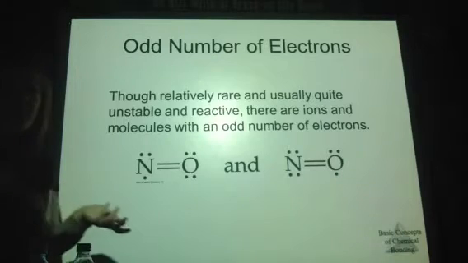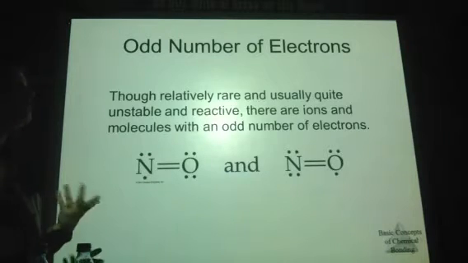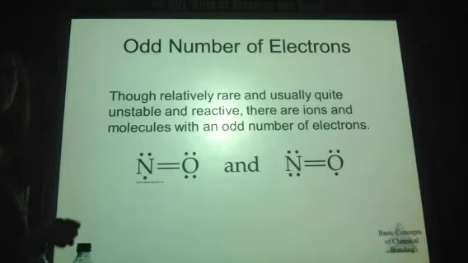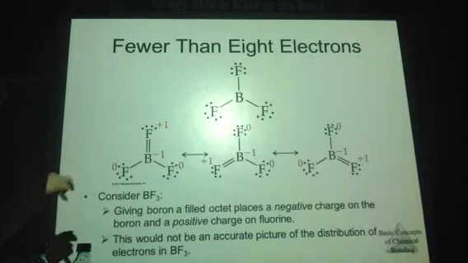Some other examples of an odd number of electrons would also be O2 minus. So O2 minus would be another example, and ClO2 would be another example. And let's go to the next one. So the second case is where we have fewer than 8 electrons.